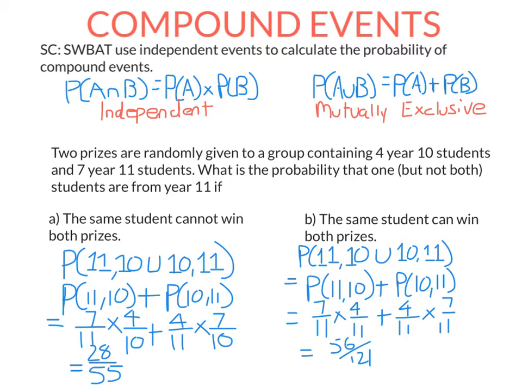So both of these were compound events because they occurred in stages. There was a first prize given out, then a second prize given out, and we used both of these rules as well as what we know about conditional probability in order to solve them. How awesome is that?